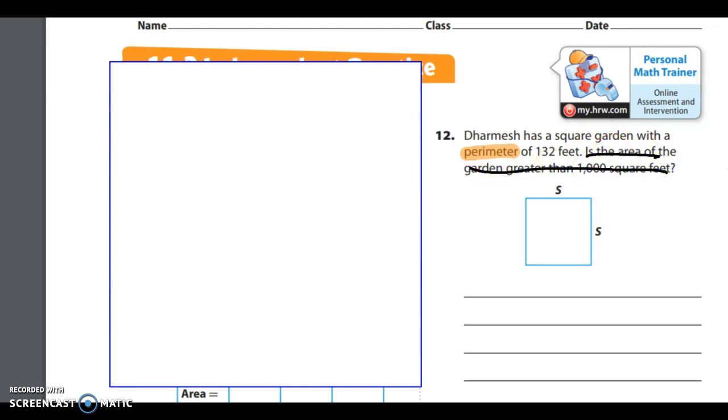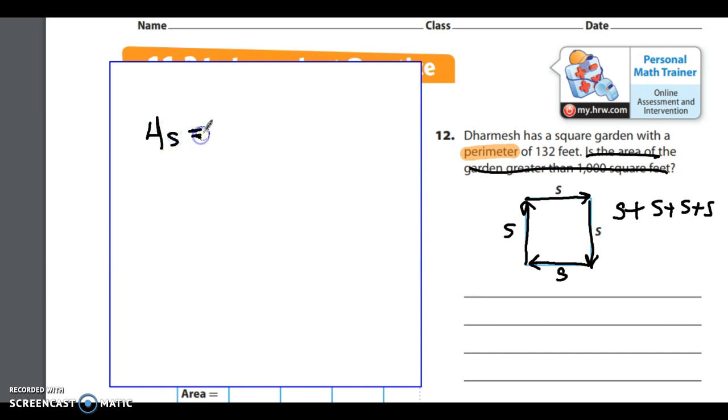So we're going to start with Dharmesh has a square garden with a perimeter of 132 feet. Do you remember what perimeter means? Perimeter means that if you add up this side plus this side plus this side plus this side, all four sides would add up to the perimeter. And this is a square, so all four side lengths are the same. Whatever this S is, it's the same 4 times. So instead of doing side plus side plus side plus side, we could just use the formula 4 times S is equal to what? Well, it's a total of 132 feet.